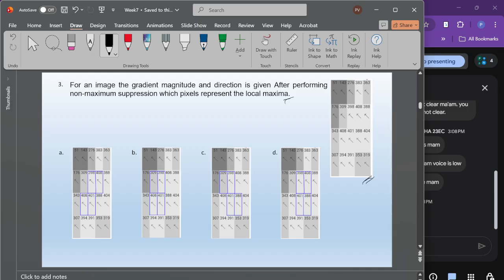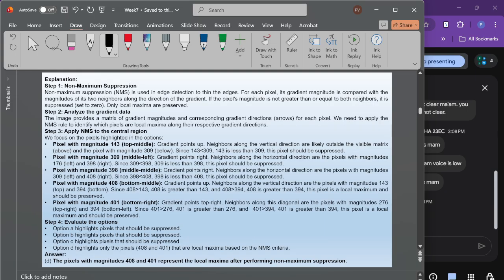Okay, so how can we solve this question? Anyone, any idea? Okay, so let's see the detailed explanation here. First we will see what non-maximum suppression is, and then identify based on that.